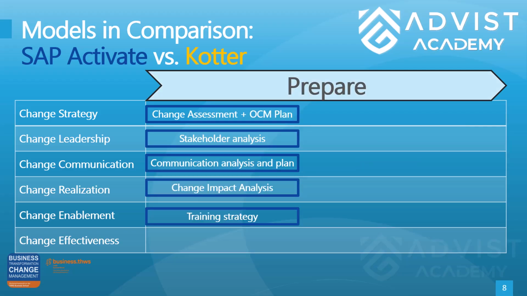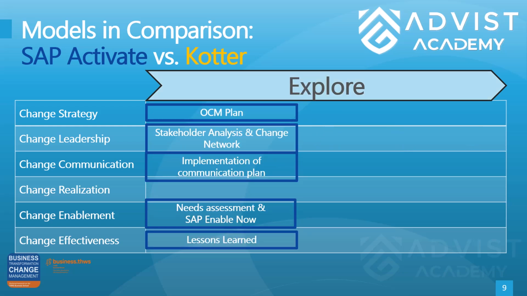In the Prepare phase, a strong leadership team is built, as recommended in Kotter Step 2, Building the Guiding Coalition. Credibility, diversity, and assertiveness are key. Central OCM work packages include the change assessment, stakeholder analysis, communication planning, change impact analysis, and the training strategy. The vision is further developed in line with Kotter Step 3, supported by workshops, leadership coalition building, and off-site team building events.